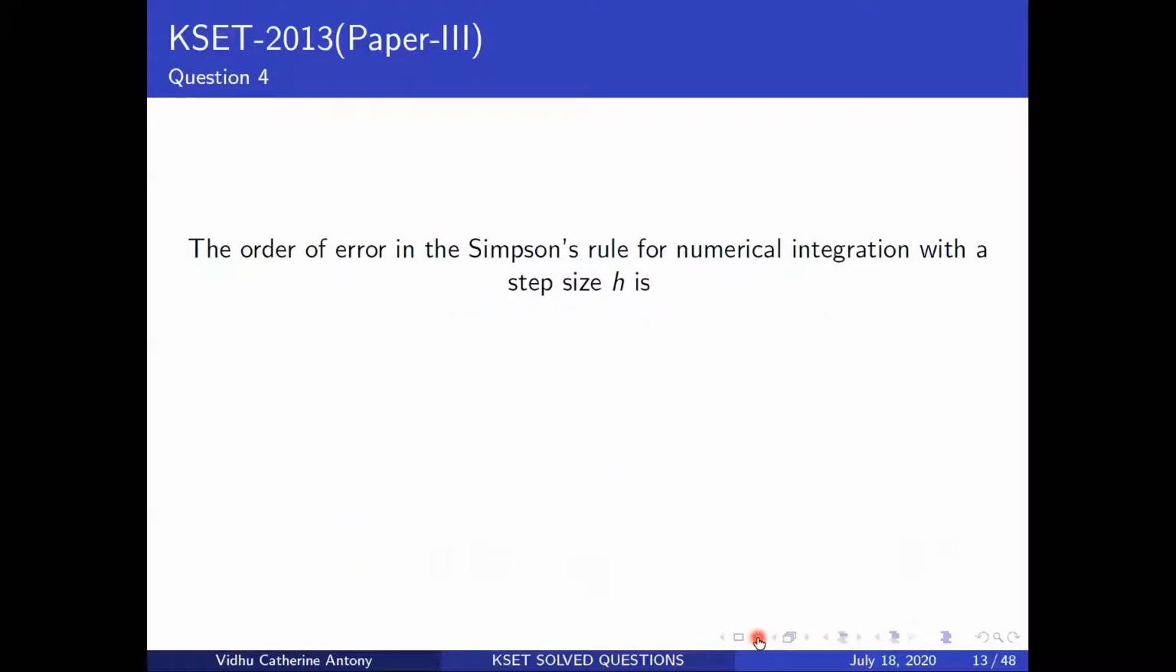Okay, so this is something that's new. I don't think you would have learned it in your BSc or even in the mathematical methods that you're doing. So the order of error in your Simpson's rule for numerical integration with step size h is, now what is your step size? Your step size is basically b minus a divided by n. So b and a are the limits of your interval, and n is the number of intervals that you have, right?